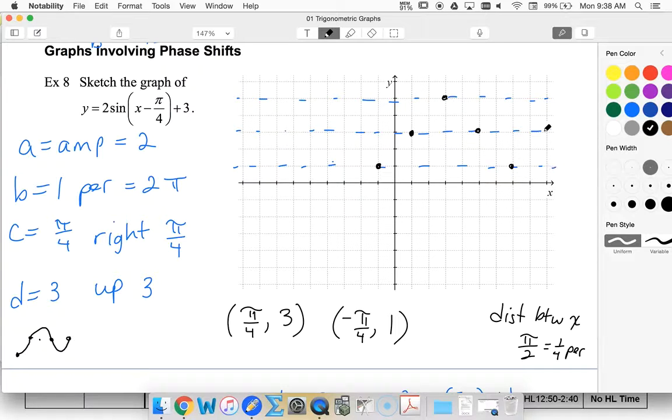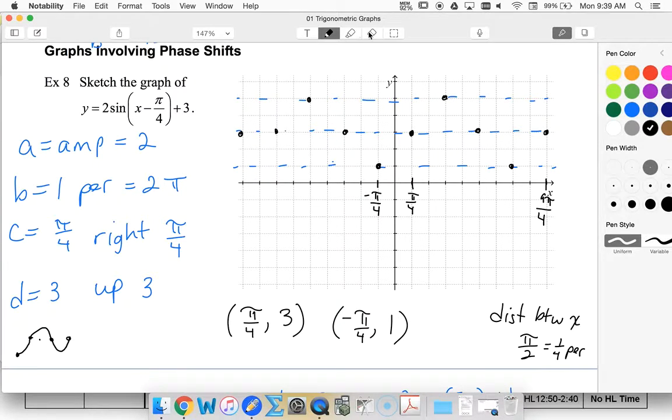minimum, back to center. I know that this full distance must be 2 pi. This was my pi over 4. This must be 9 pi over 4 to complete a full cycle. This one over here we said was negative pi over 4, and clearly we're counting by pi over 4s as we label and move around our graph. So again, we should complete a full cycle after a distance of 2 pi.